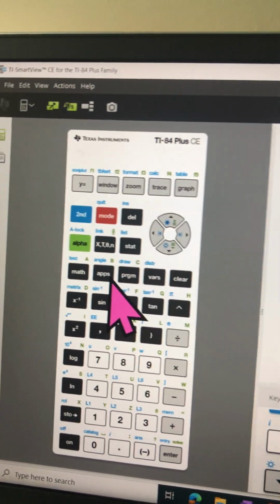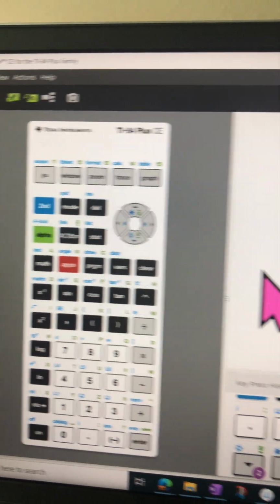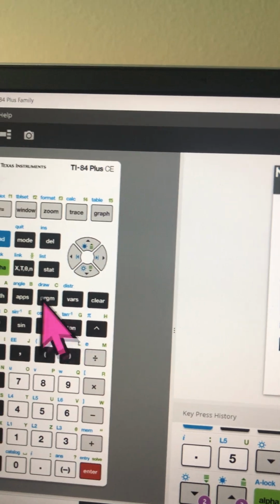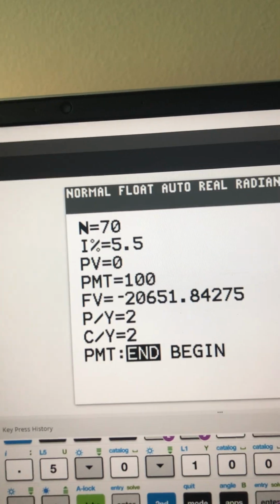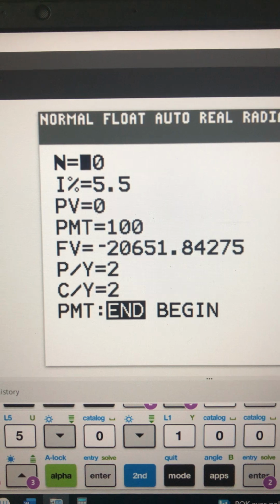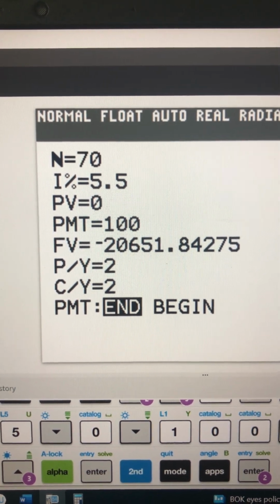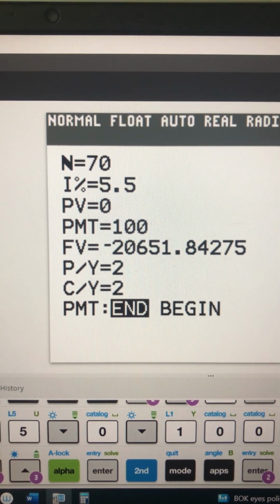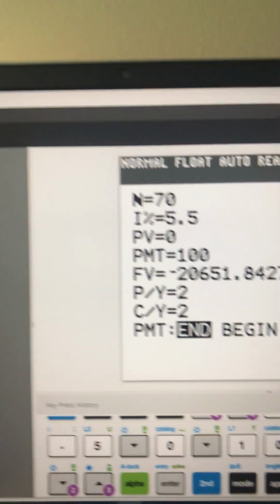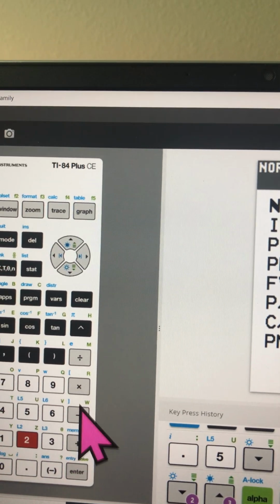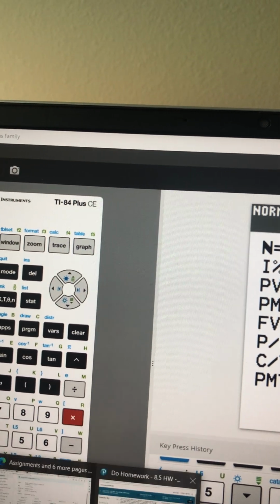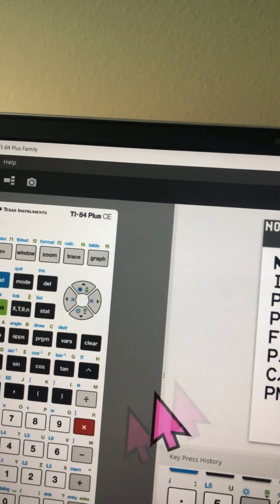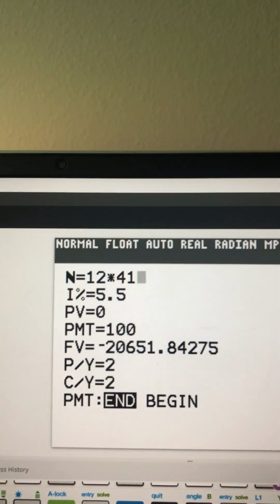In the TI-84 calculator, click Apps and select Finance and TVM Solver, and the capital N is the total number of times your interest is compounded, and that number is also equal to the total number of payments you deposit during the lifetime of the annuity. Since this is once a month, at the end of each month, it's 12 times how many years? It says 41 years, so 12 times 41. That's the value of capital N.